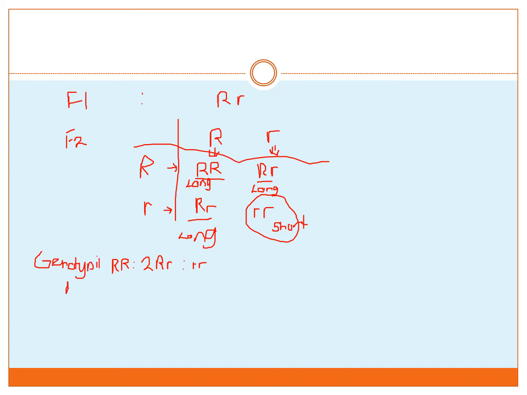So our phenotypic ratio would be 3 long-haired to 1 short-haired, and you're going to learn that this is a famous 3-to-1 ratio that you're going to have to know. So you've got 3 of the dominant characteristic and 1 of the recessive characteristic.